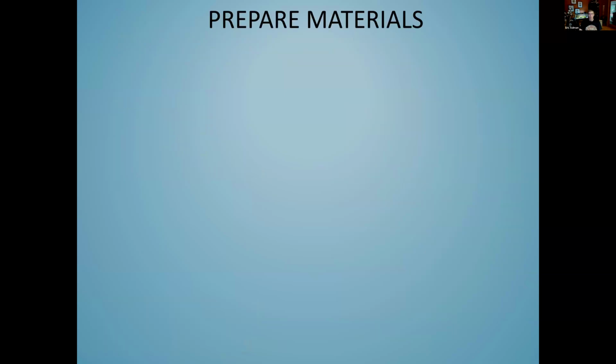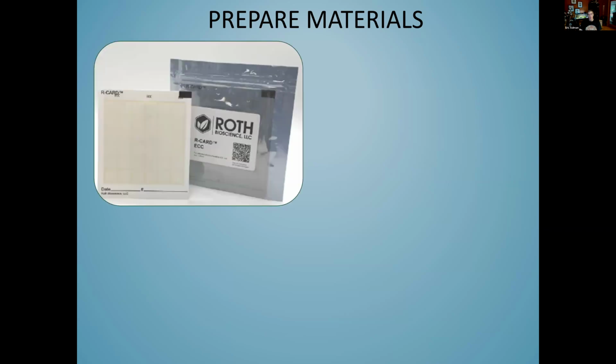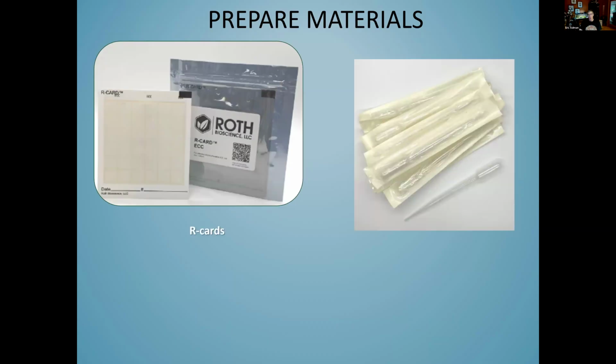So in terms of the steps that we go through for bacteria monitoring, first thing that we do is we get our materials ready. What we're using is something called R cards, which are made by Roth Bioscience. This is essentially a cardboard card which has some enzymes on it and a material that's going to cause your water sample to gel. And then you would incubate these cards, and we'll talk about each of the detailed steps.